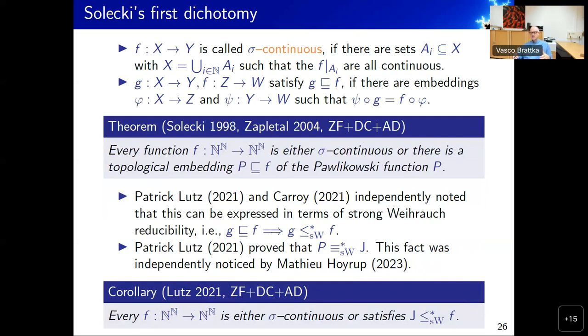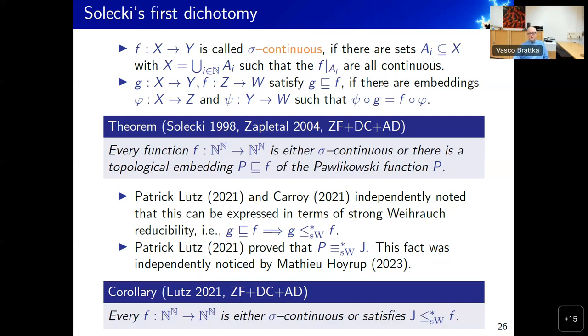Okay, now I mentioned the partial solution of Martin's conjecture by Lutz and Siskind. One of their proofs used Solecki's dichotomy. So what is Solecki's dichotomy? Solecki's dichotomy says that every function on Baire space is either sigma continuous or the so-called Pawlikowski function can be topologically embedded into F. So what does all this mean? Sigma continuity just means that we can find a countable sequence of sets whose union is our entire domain, and restricted to these sets, our function is continuous. So we can kind of decompose our function f into these countably many continuous functions.